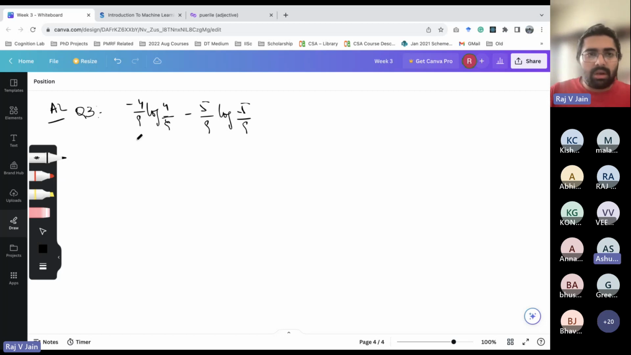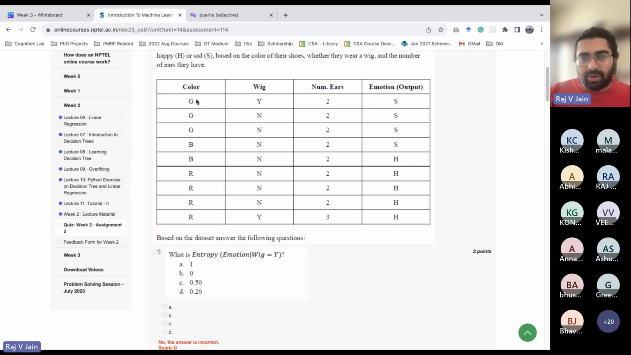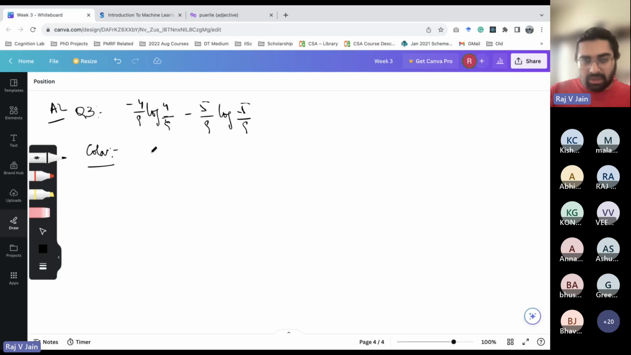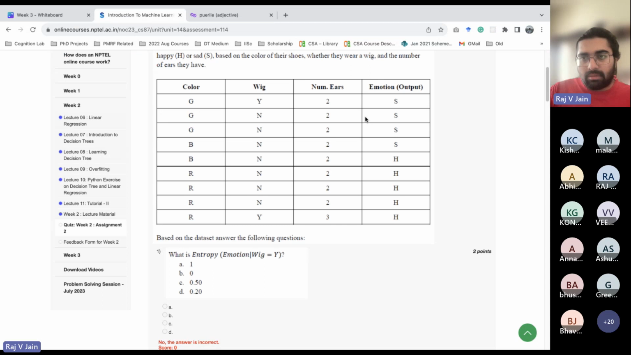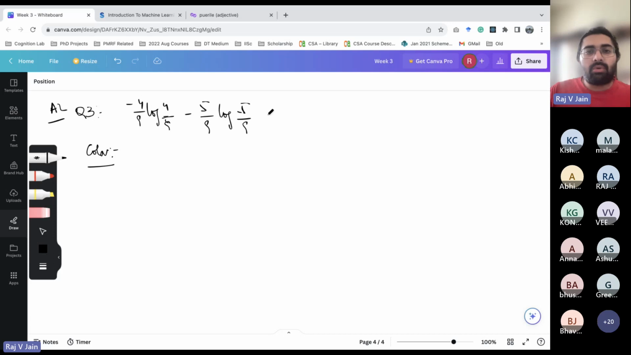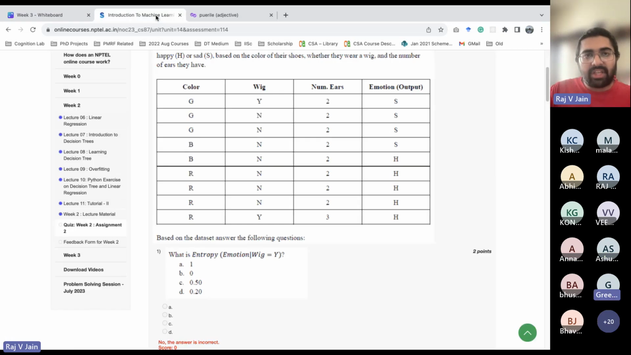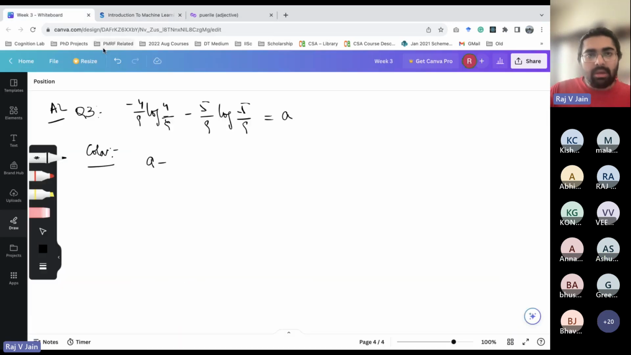If you use color, for example, how many children do you have? You'll have one for blue, one for green, and one for red, right? So you'll have 3 children, and you need to take the average over these values. For green, the entropy is 0, very clearly. Red entropy is 0. Blue entropy is 1, right? One sad, one happy. So whatever value you get for the root, let's say this is A. So A minus, here the average will be 2 out of 9, right?